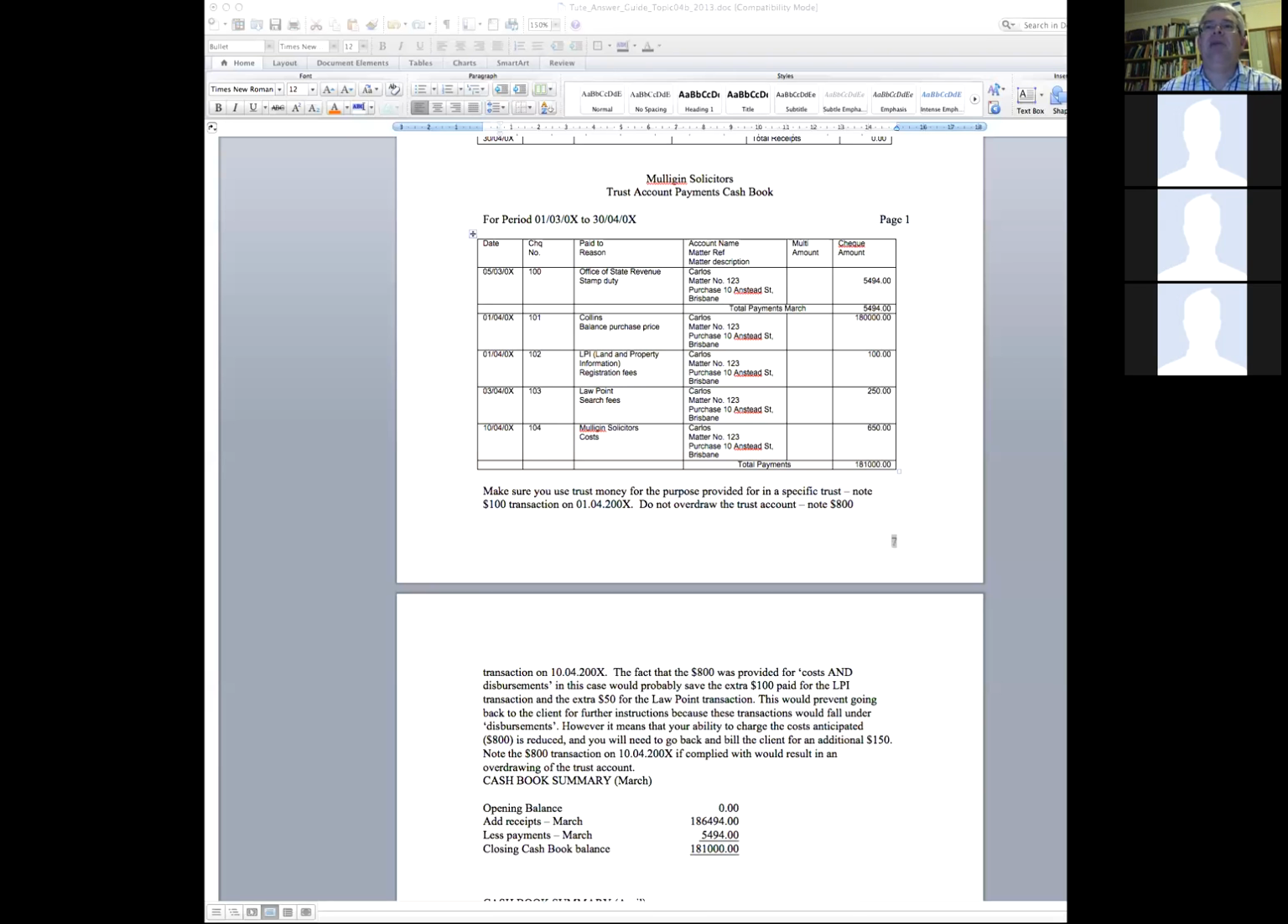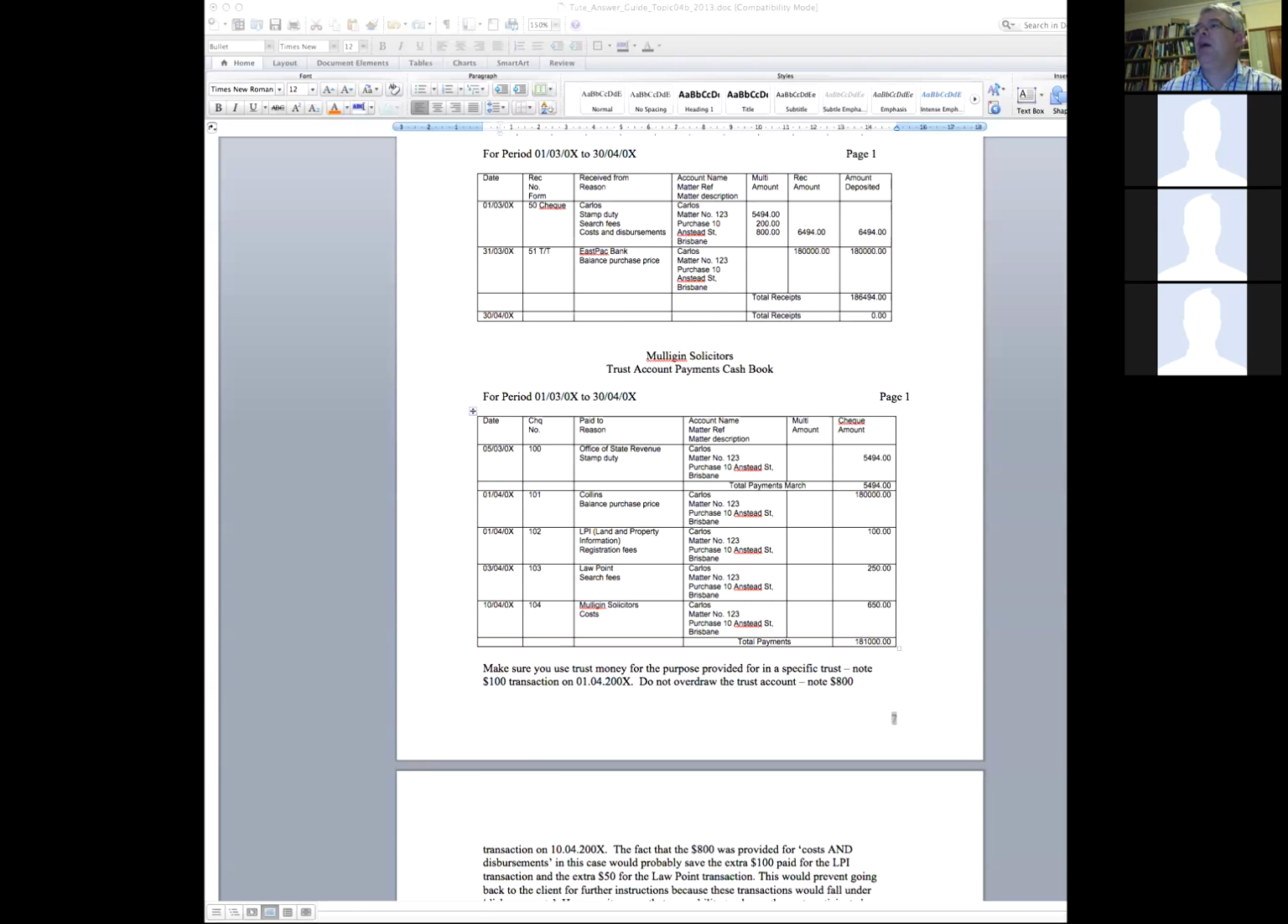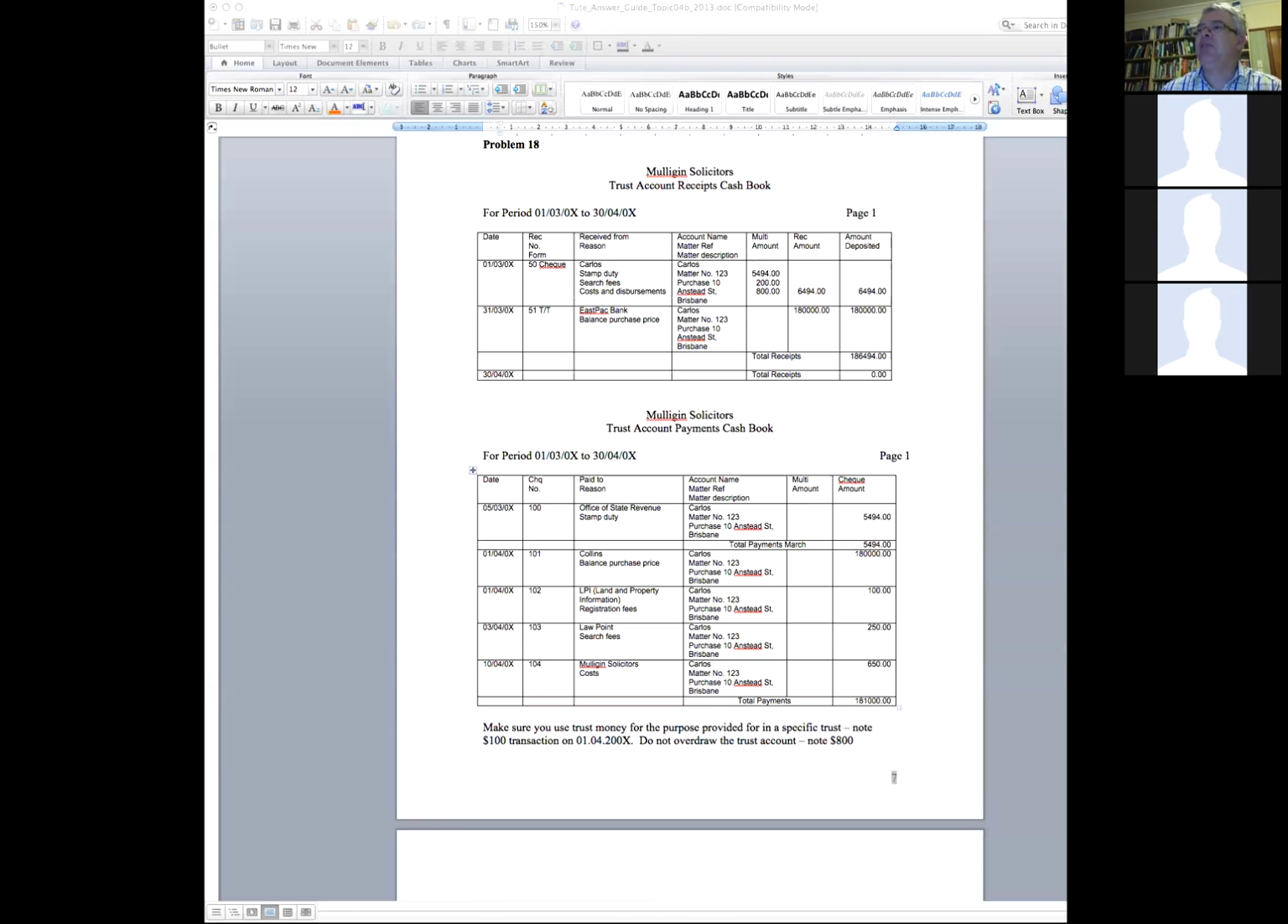The next thing that happens is on the 31st of March, we received from Carlos a telegraphic transfer from Eastpac Bank in the sum of $180,000 to pay the balance of the purchase price. Okay, so this is a trust account receipt. So we go back to our trust account receipts cash book. We write 31st of March. We issue receipt number 51.